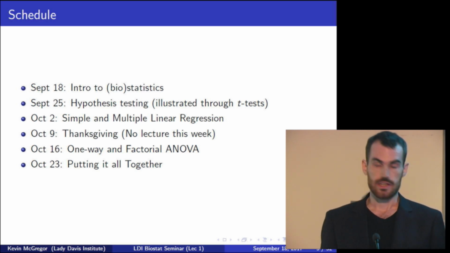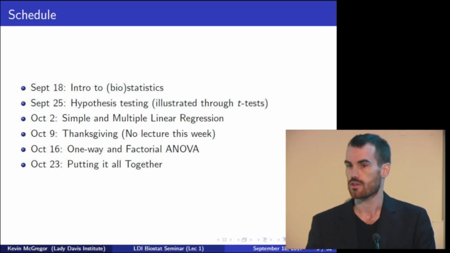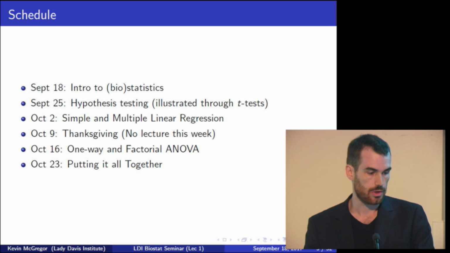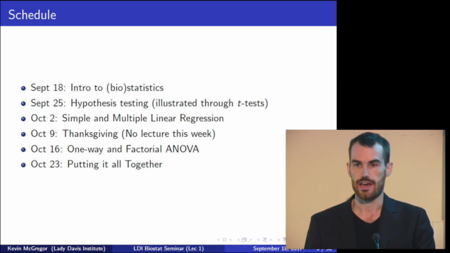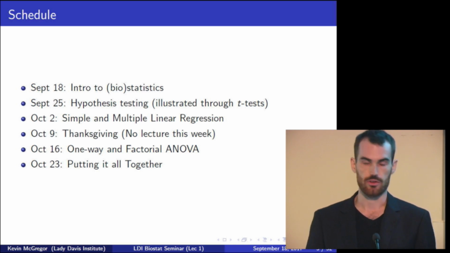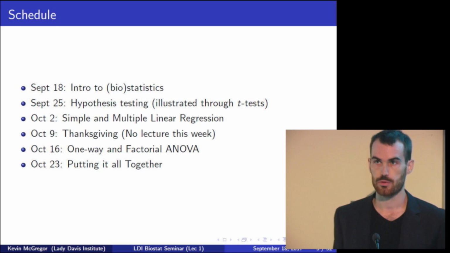So today I'm going into the intro to biostatistics. Next week we go into hypothesis testing. So I'm going to focus specifically on t-tests, different types of t-tests. On October 2nd, we're going to go into simple and multiple linear regression. This is contrary to what I had originally said in the sample syllabus. I had originally had simple linear regression and one-way ANOVA, but I decided to just put linear regression all into one lecture. Then, as I'm sure you can guess, on Thanksgiving, there's no lecture, so we'll skip a week.